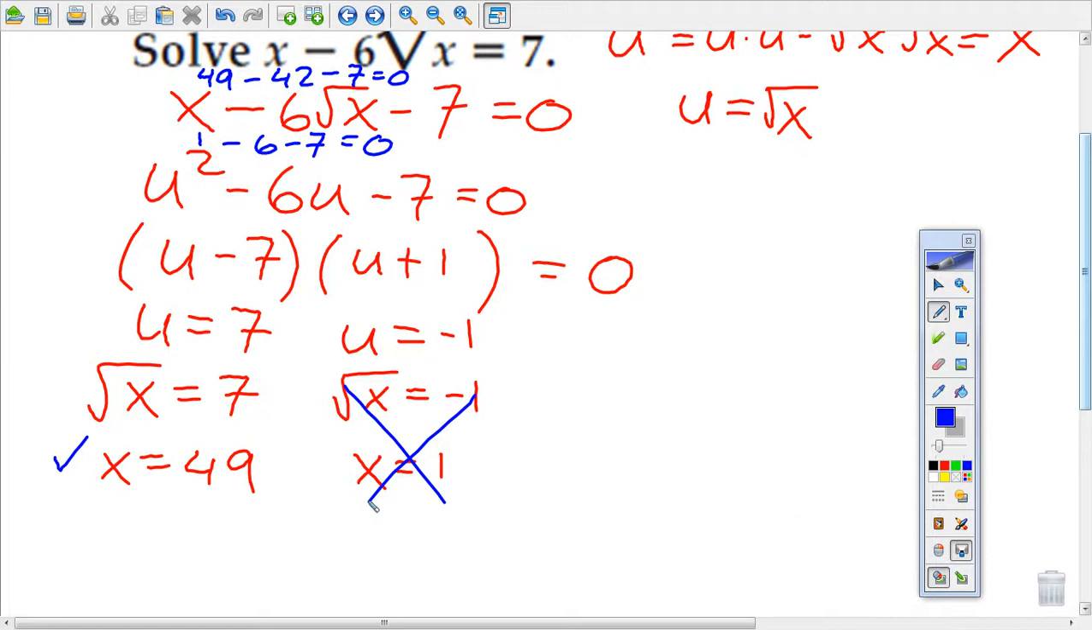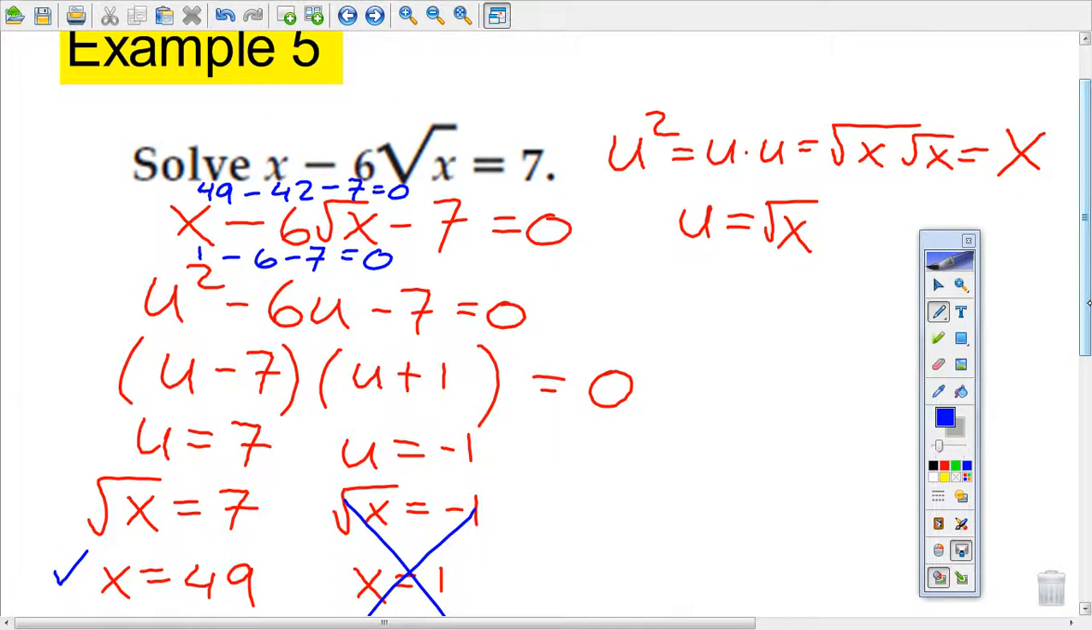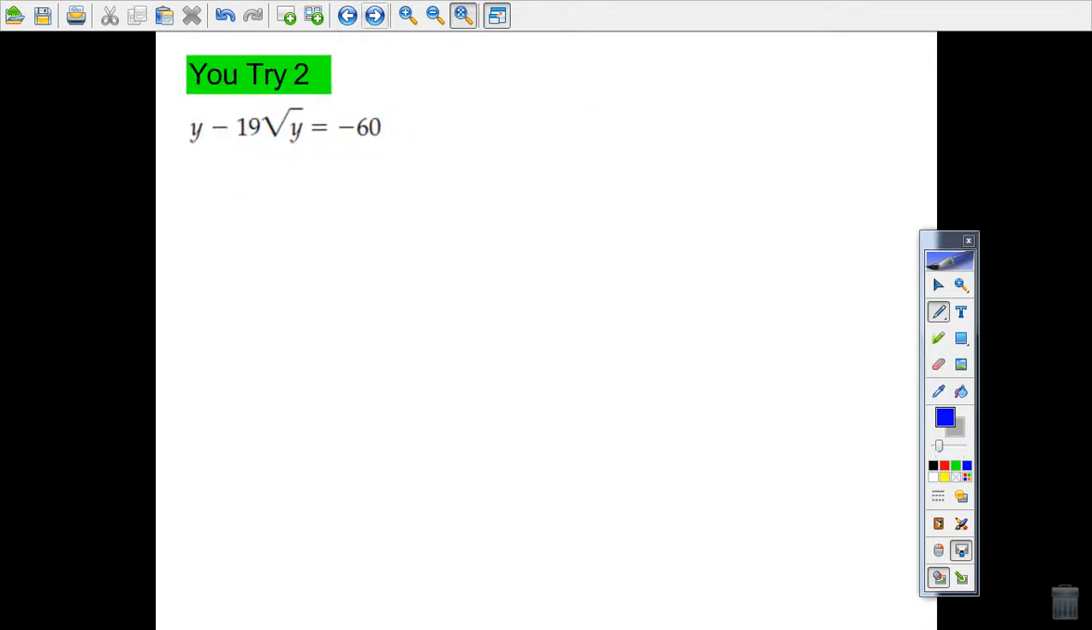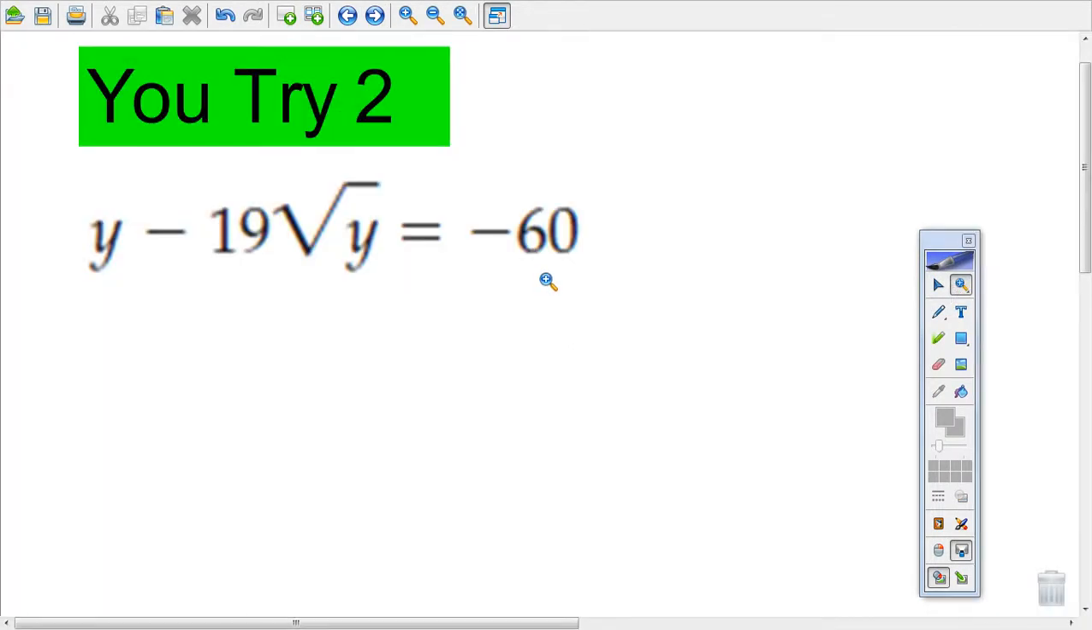Any questions on example 5? No? Okay. Here's your try 2. I don't know why I started with 2. I just skipped 1. I don't remember going through 1.